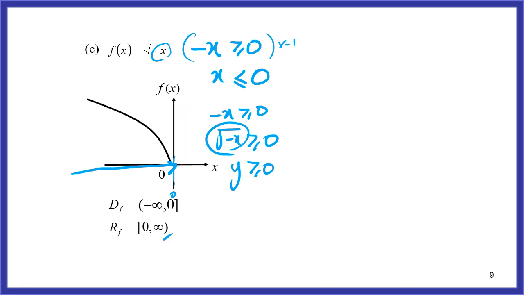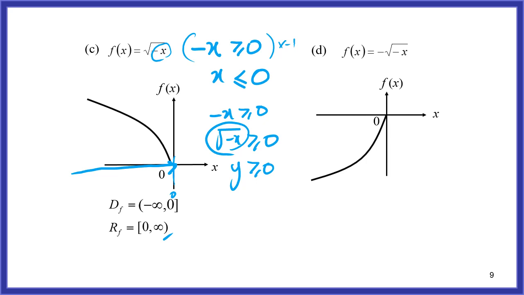Okay, and the next one. When f(x) equals negative square root of negative x, we have a negative outside the square root and a negative inside the square root. If we see the graph, this is our graph. From the graph, we can see that the domain is starting from negative infinity to 0.